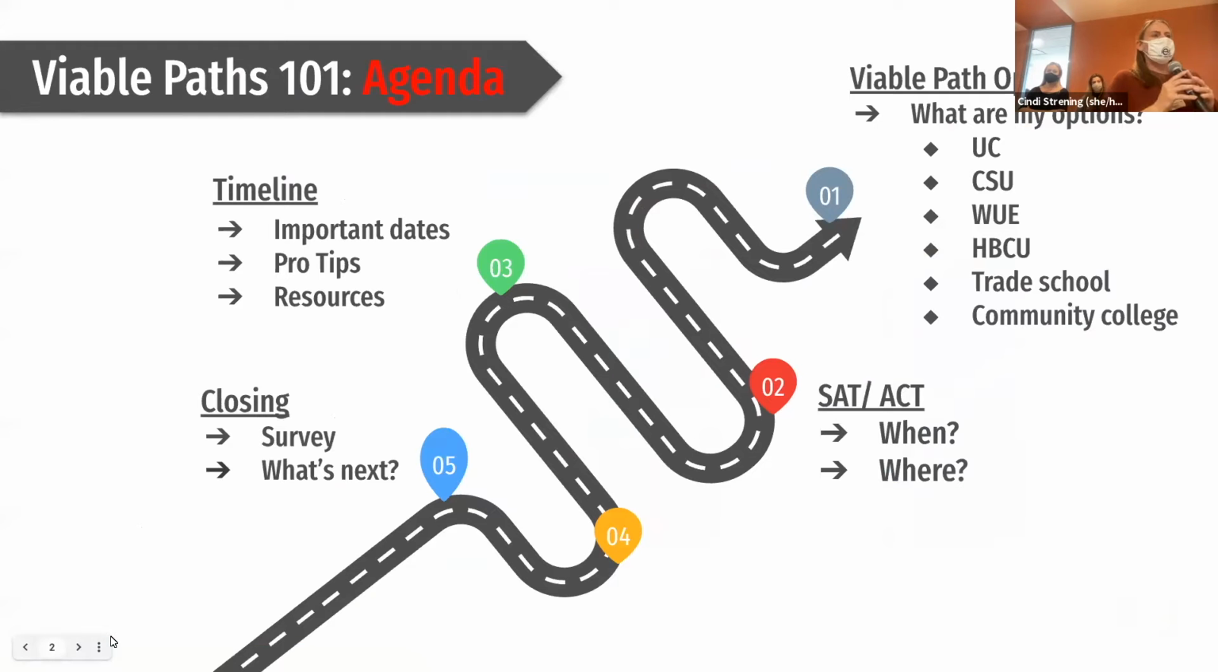There we go. So here's our agenda. We're going to talk about what your options are, what viable path options means. We'll talk quickly about the SAT, ACT, some timelines that you can be looking at, and then we're going to be closing up. So we shouldn't take too long, but it's just a lot of information we need to go through, okay?